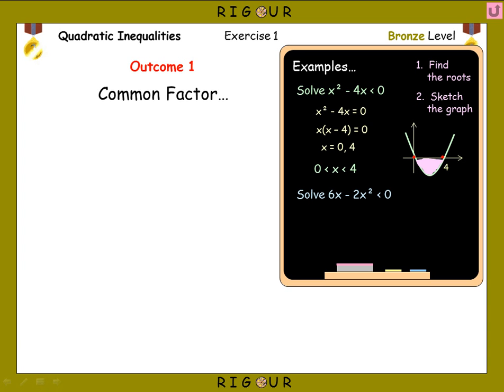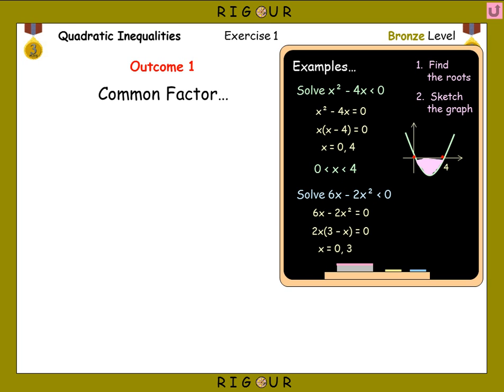Okay, second example, we're going to solve 6x minus 2x squared is less than 0. So we find the roots again by setting equal to 0 and factorising. This time it's got a common factor of 2x. So this is going to give us 2x bracket 3 minus x. And this gives us two solutions: 2x equals 0, so x equals 0, and 3 minus x equals 0, so x is going to equal 3. So the roots are 0 and 3.